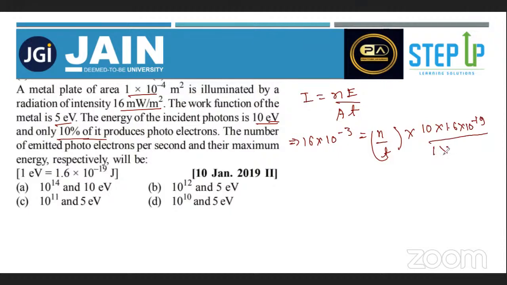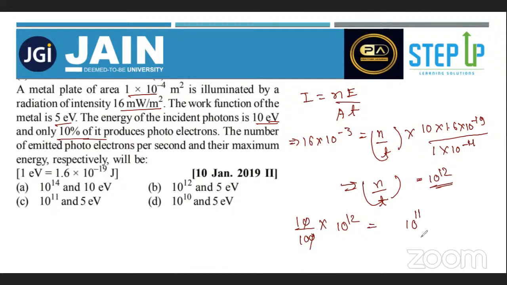Area is given, that is 1 into 10 raised to minus 4. Solving this, we get n by t value of some 10 raised to 12, but they're saying only 10% of it produces the photoelectrons. 10% of this number will be 10 raised to 11. This is another new formula for you. We're just trying to interrelate the formulas.